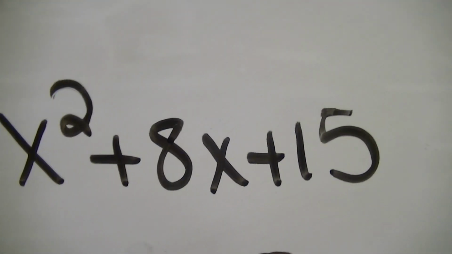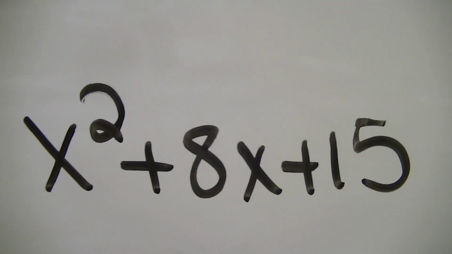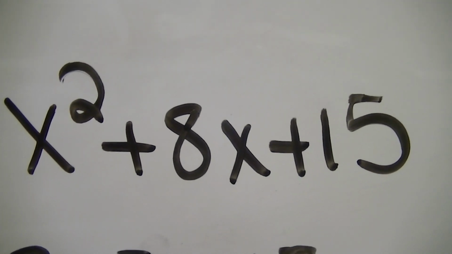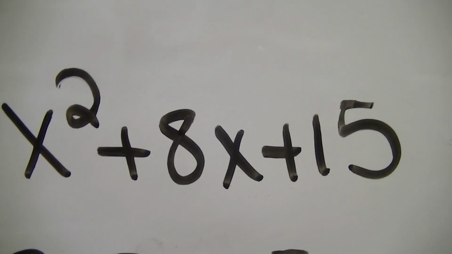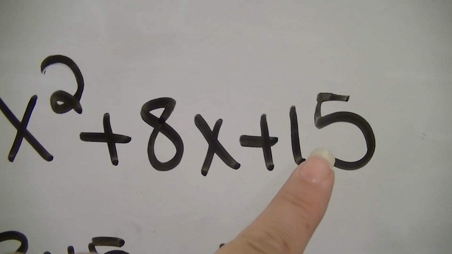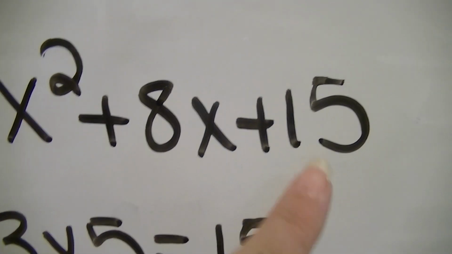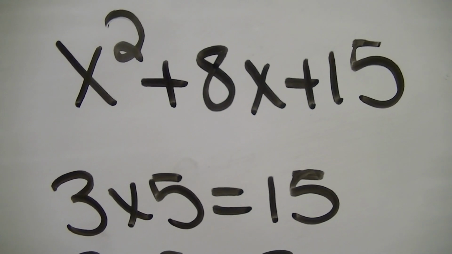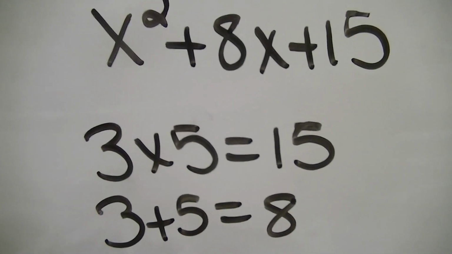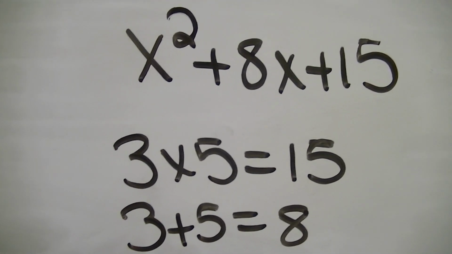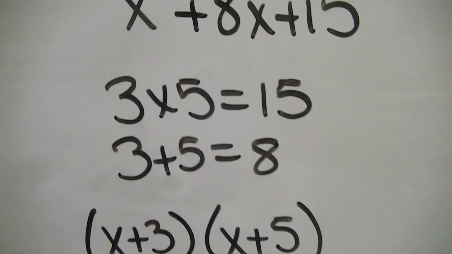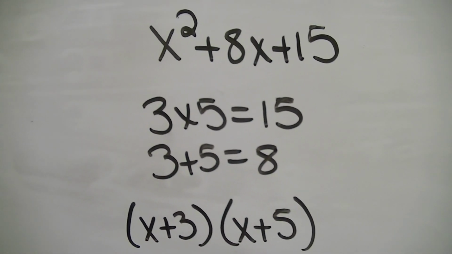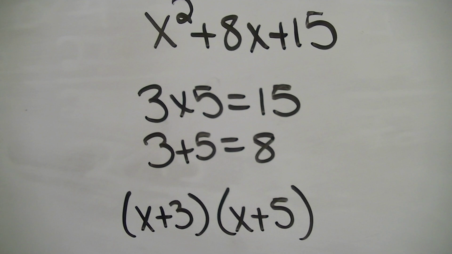So let's review that. So back to original equation, x squared plus 8x plus 15, right? So again, we're gonna start with our last one, 15. What times what gives me 15? In this case, I'm gonna say 3 times 5 equals 15. And if I add my 3 and the 5 together, do I get 8? Yes, I do. So that means my setup is gonna be x plus 3 and x plus 5.